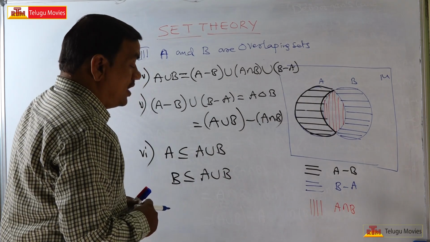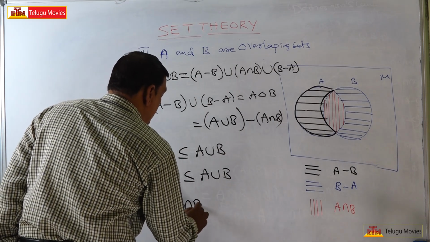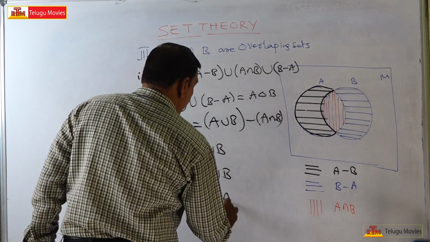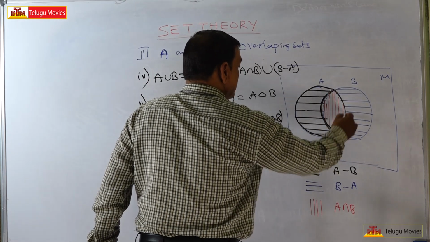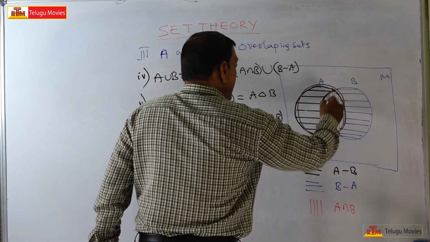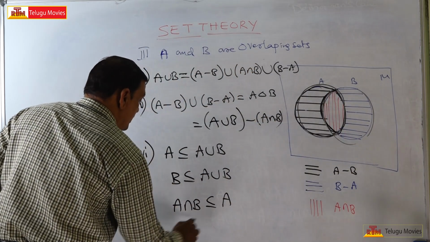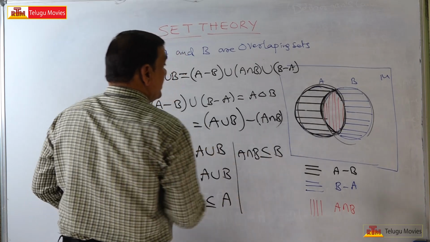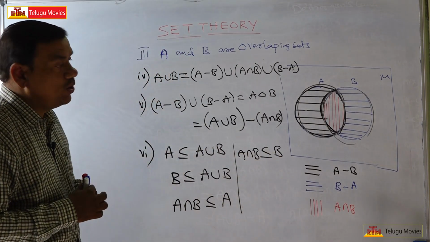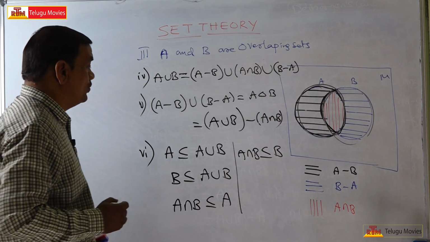Okay, now right. And one more thing is A intersection B is a subset or equal to A. This part is a subset or equal to A. And at the same time A intersection B is a subset or equal to B. Understand this. And one more thing also you can write down.